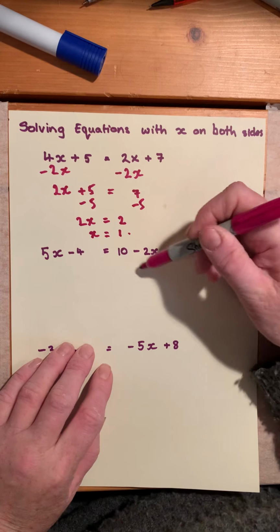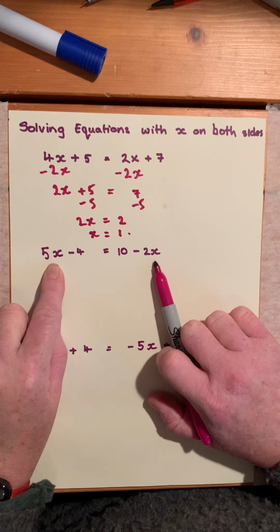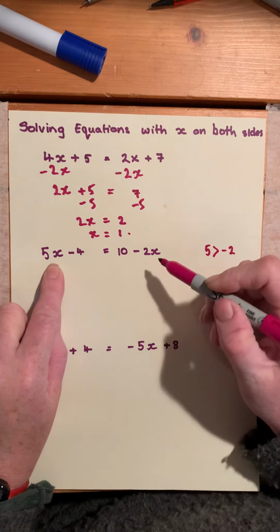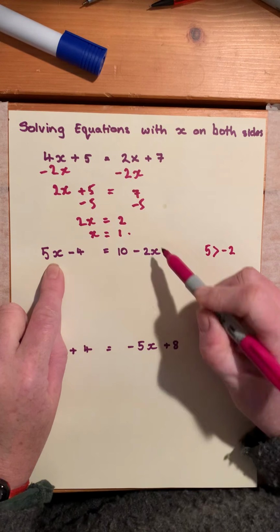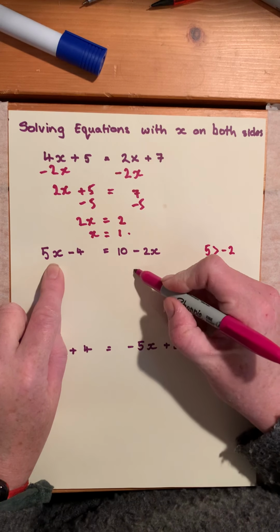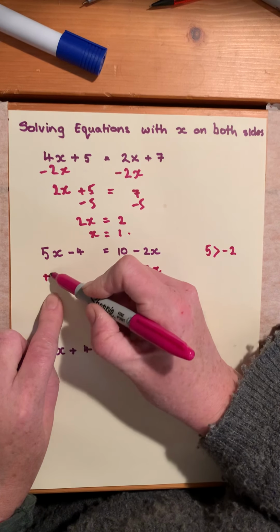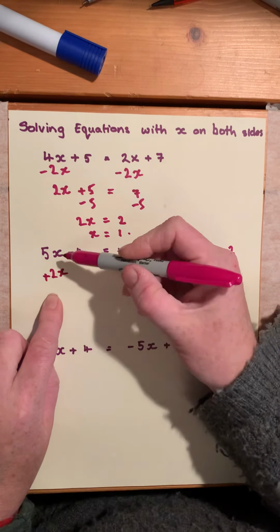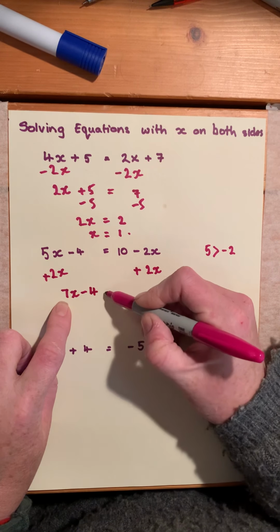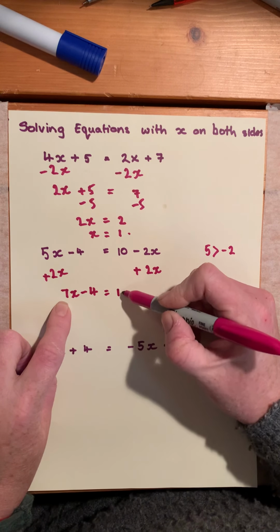Next, we've got a negative x. On this side, I've got 5x. On this side, I've got negative 2x. So 5 is bigger than negative 2, so I'm going to deal with the negative 2x. I'm going to get rid of that. If I'm taking away 2x, the opposite is add 2x. These will cancel. What I do to one side, I do to the other. 5x plus 2x is 7x minus 4 equals, and on this side, when these are cancelled, I'm left with 10.